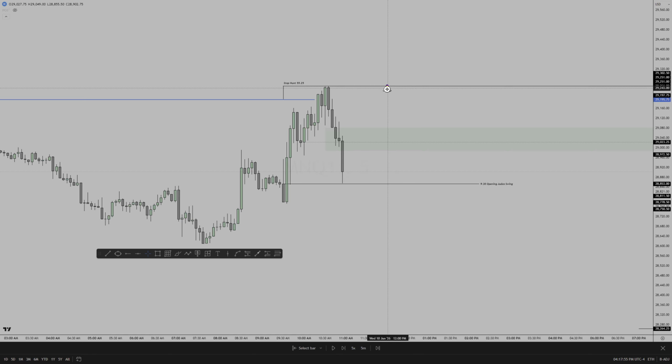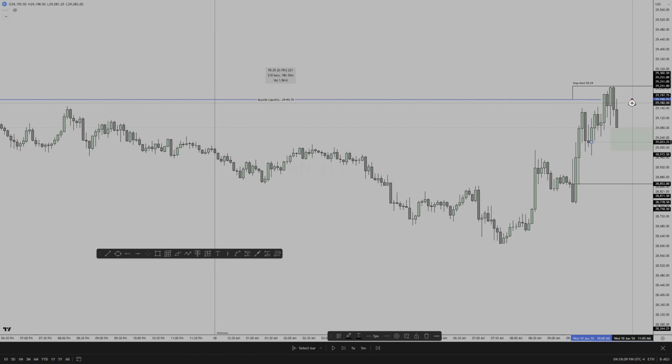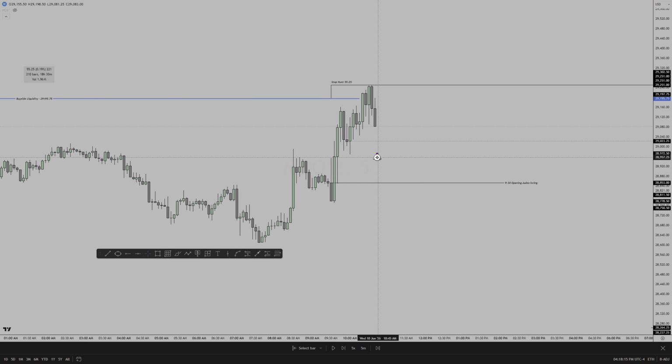Going to the 5-minute, looking at that breakdown after the sweep. This is how that structure looks. If I was just to rewind just a little bit more, if our price was looking before we got to that fair value gap of the 30, the stop hunt, the trade back into the bodies of this swing low here.